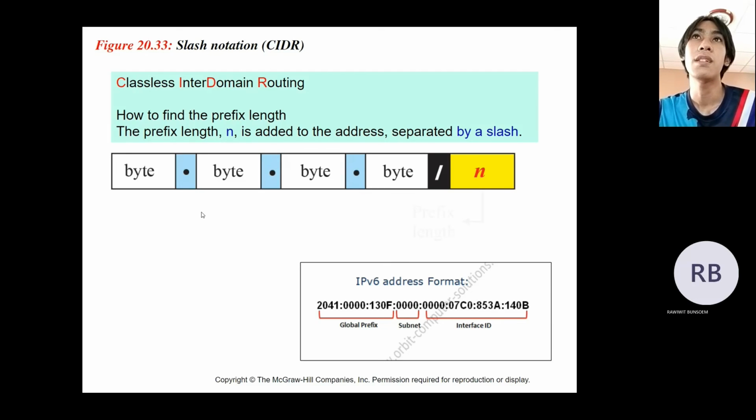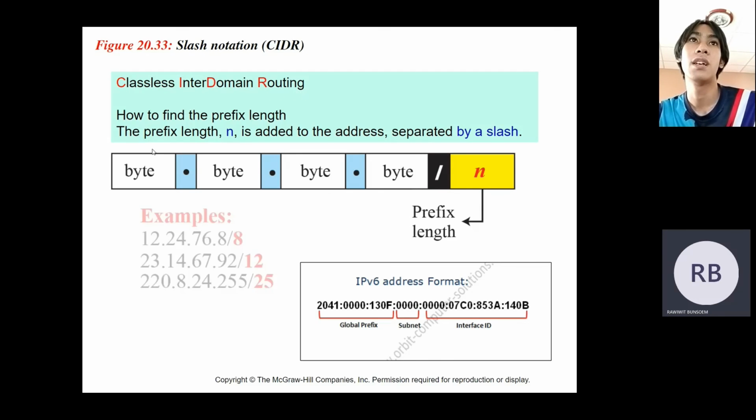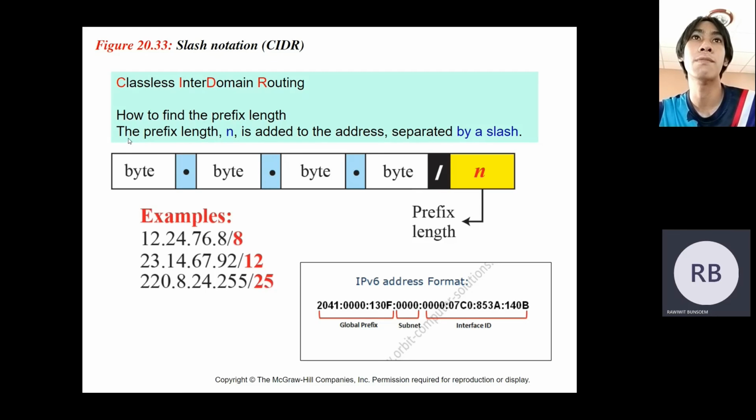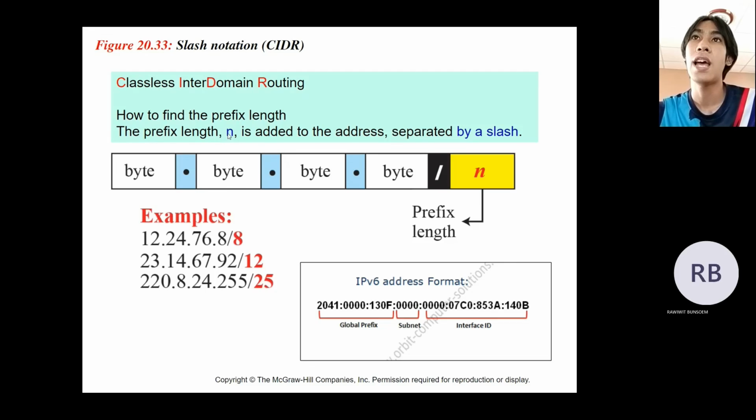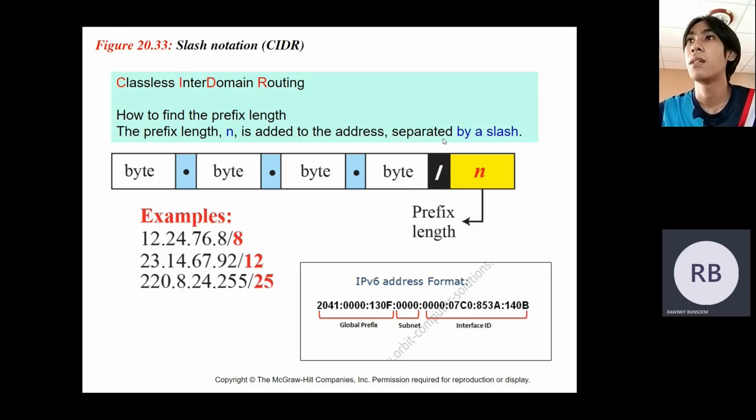Okay, the next is slash notation, CIDR. CIDR is classless interdomain routing. How to find the prefix length? The prefix length n is added to the address, separated by a slash. The picture shows classless interdomain routing: byte, dot, byte, dot, byte, dot, byte, then a slash and the prefix length. Example.